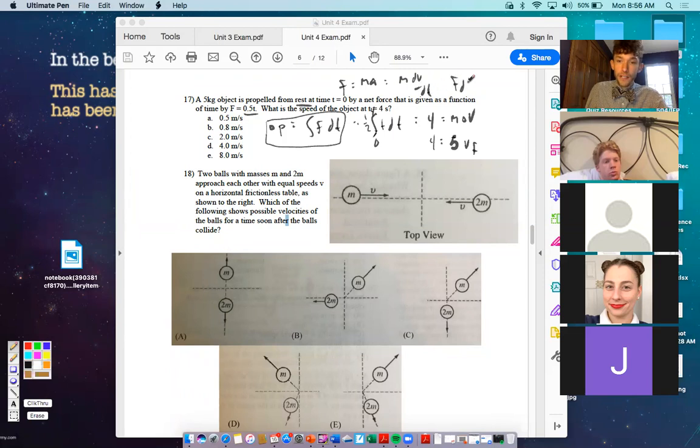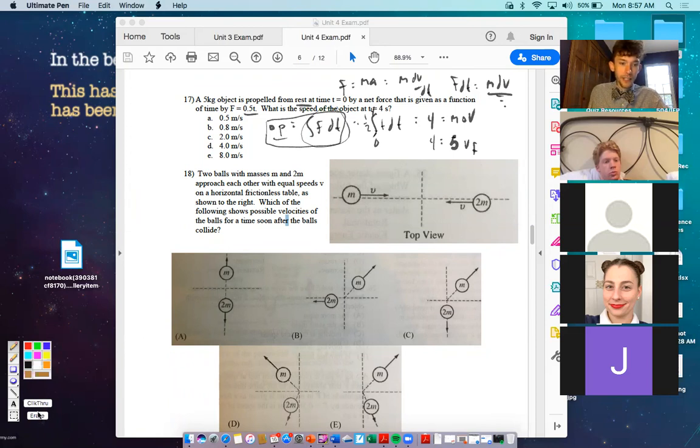Rearrange and say F dt equals m dv, where m dv is a little tiny change in momentum for an object whose mass is not changing. How do we go from little tiny changes to a large change? Of course, we integrate both sides, and that's where we get that a change in momentum is equal to the integral of F dt.